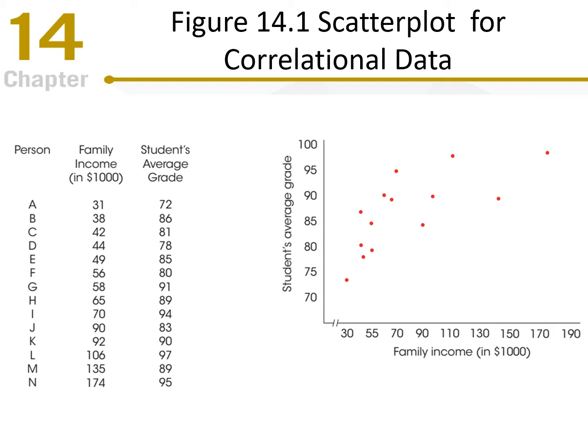If you were to see a scatter plot that's going down from left to right, that would be a negative correlation. And if you were to see a bunch of points that were just randomly scattered and there was no pattern at all, that would be a zero correlation or no correlation.